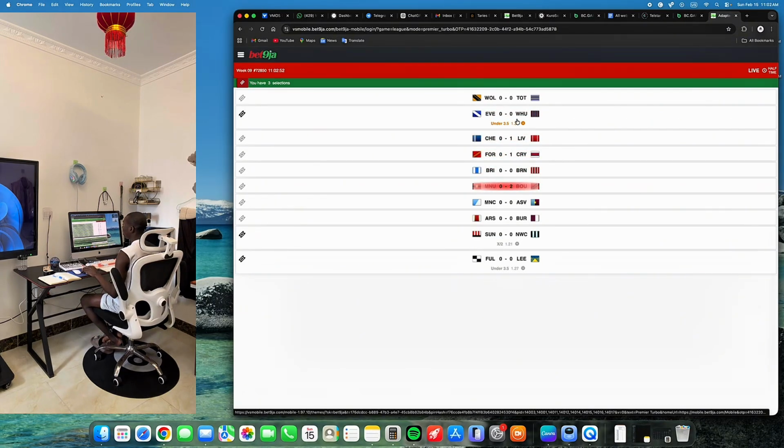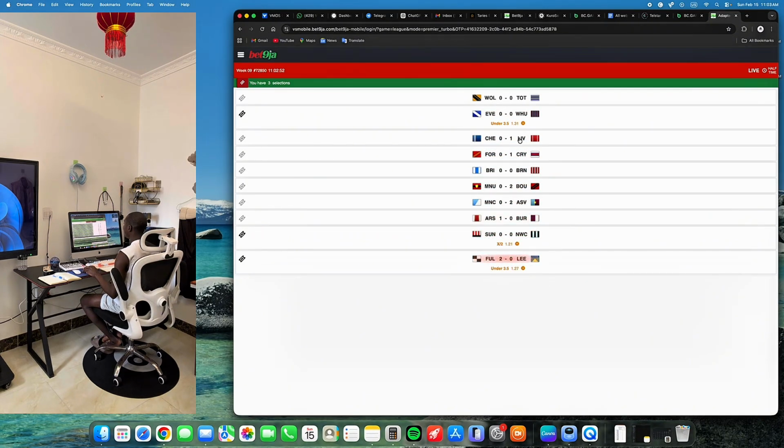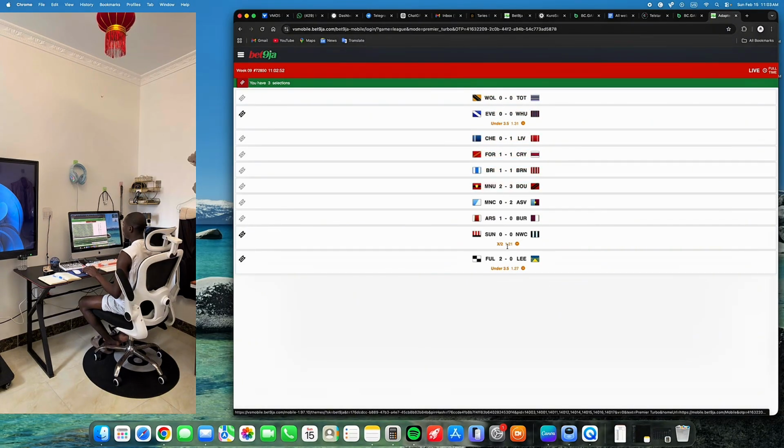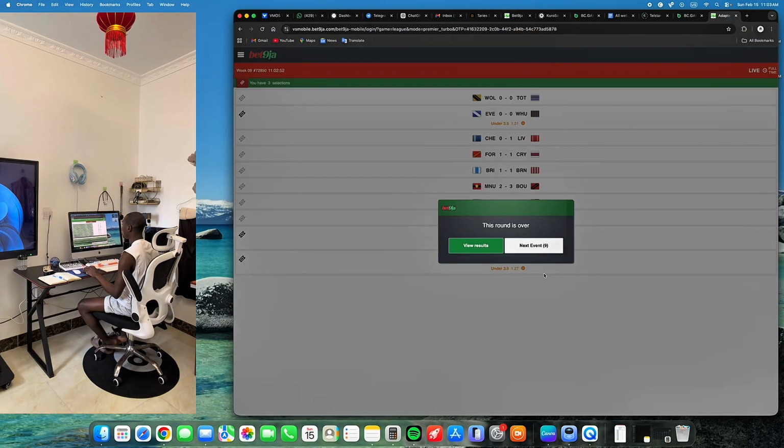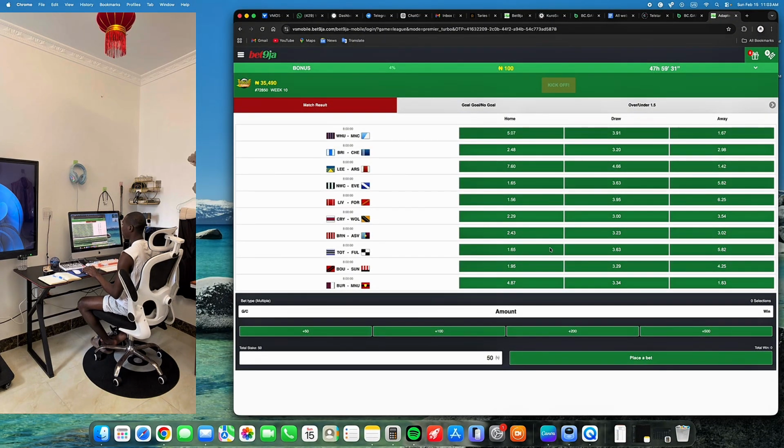So the first leg, this one is winning. On the first leg, this one is likely to kill us, Fulham. This one won. This one also won. So you can see we won. It's a win for us. Okay, so, which is good.